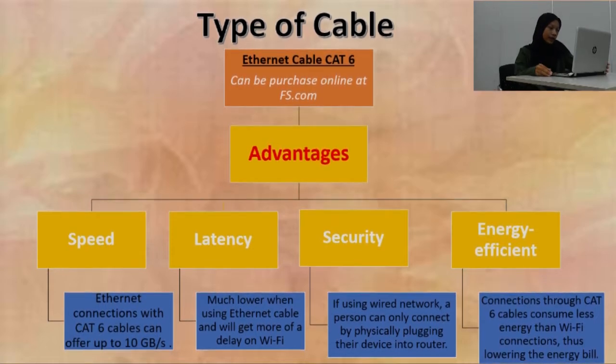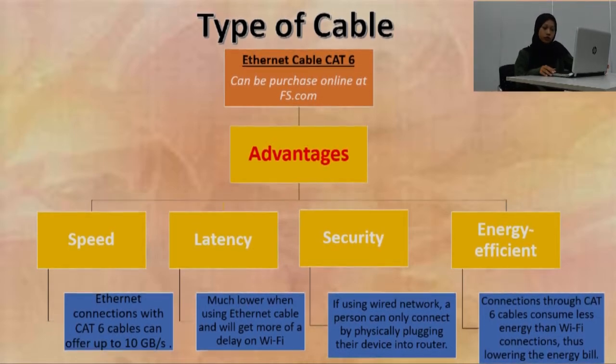For the speed, Ethernet connection with Cat 6 cables can offer up to 10 gigs per second. For latency, it is much lower when using Ethernet cable, and you will get more delay on Wi-Fi. The third one is security. If using a wired network, a person can only connect by physically plugging their device into the router. And the last one, energy efficiency. Connections through Cat6 cables consume less energy than Wi-Fi connections, thus lowering the energy bill.